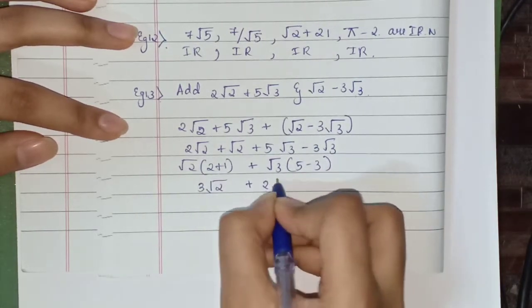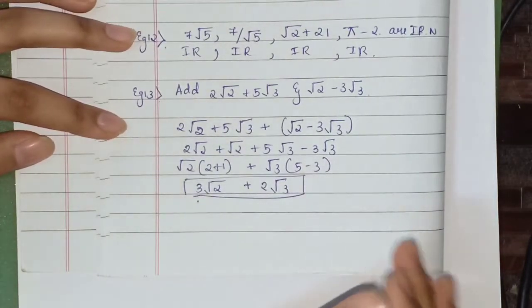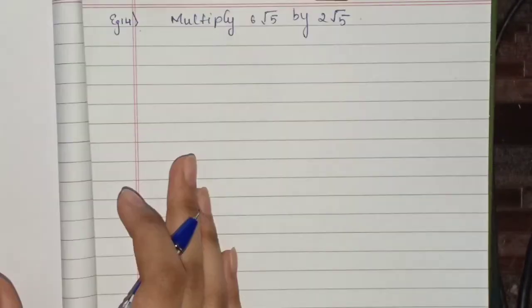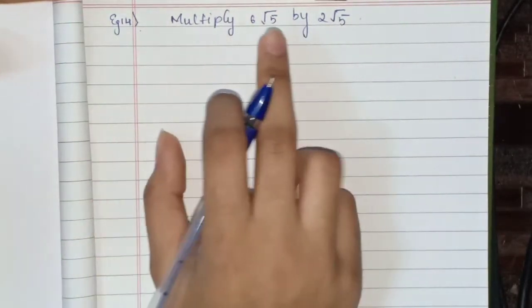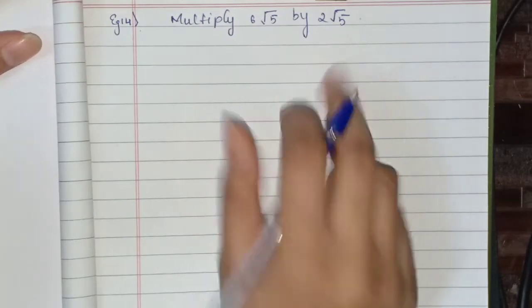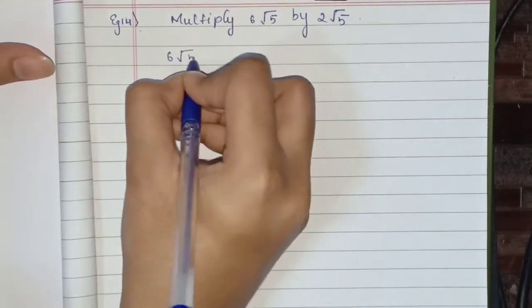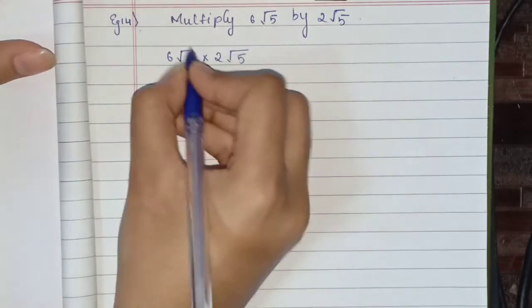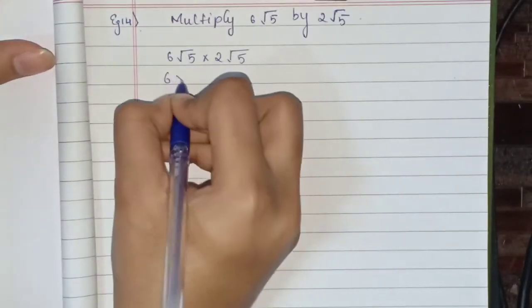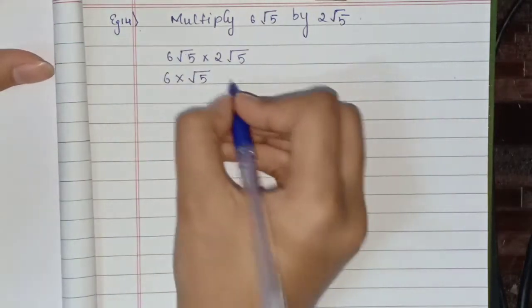Let us put 2 in front of root 3, and this is what you get, like the way you've got in the example. Let us do the next example, which is example 14, multiplying 6 root 5 by 2 root 5. This is again pretty simple. All you have to do is this. But yes, you know that 6 root 5 can be written as 6 into root 5, isn't it? It is the same. When you multiply, you will get this.